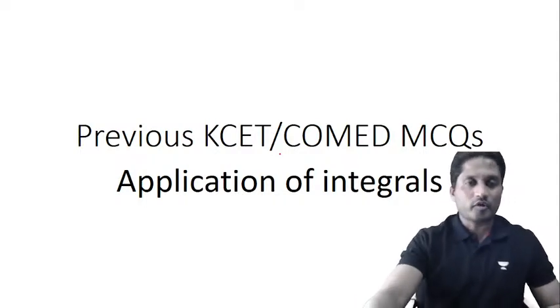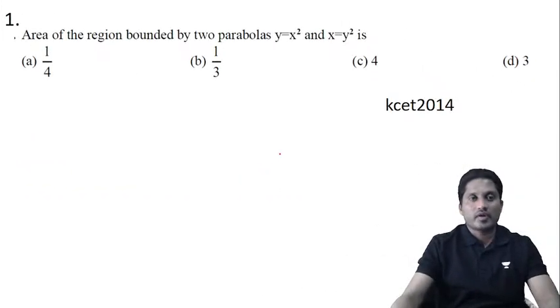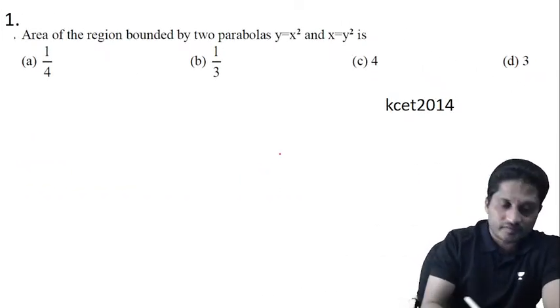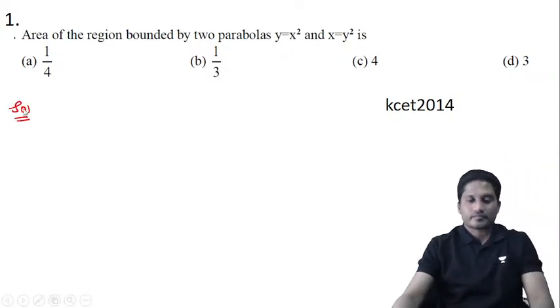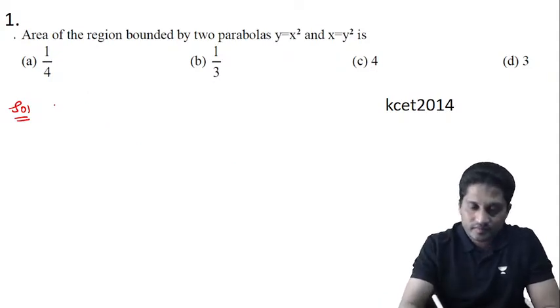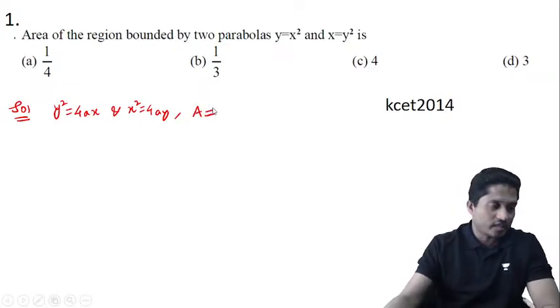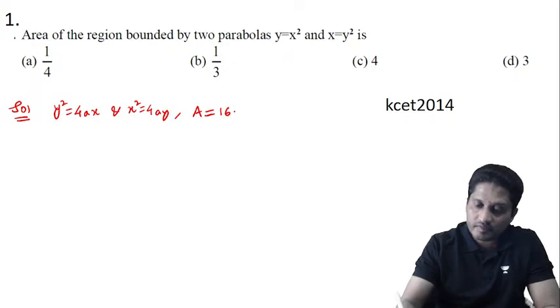Wherever possible, tricks and results are there. I'll give you guys. Question number one: area bounded by the curves y square is equal to 4x and x square is equal to 4ay. The area will be 16a square by 3.